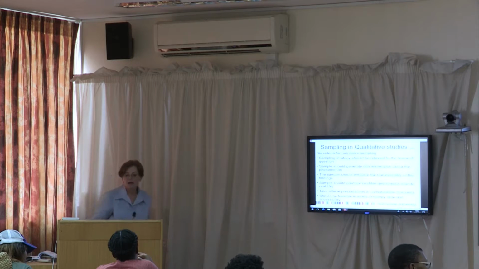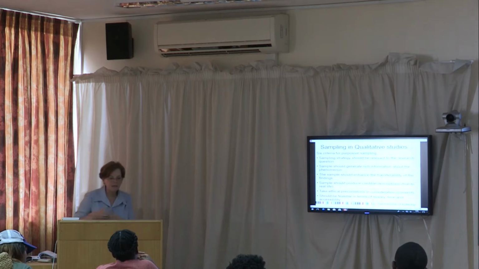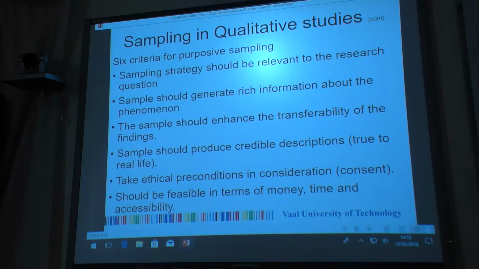Right. Now there are 6 criteria for purposive sampling. The sampling strategy should be relevant to your research question. Again, can you see? If you don't know your research question, you will not be able to know how to do your sampling. Your research question will help you to decide. We will do it also in the practical class when you come one by one.